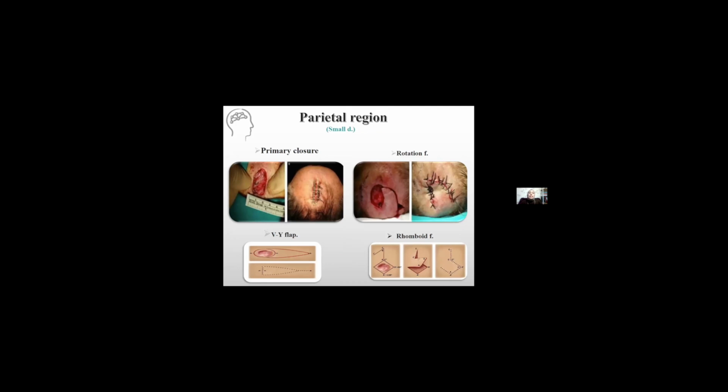Now, the second region, the parietal region, starts with the small defect. The flap options are primary closure, rotation flap, VY flap, and rhomboid flap. The rhomboid flap is used for temporal sideburn reconstruction.